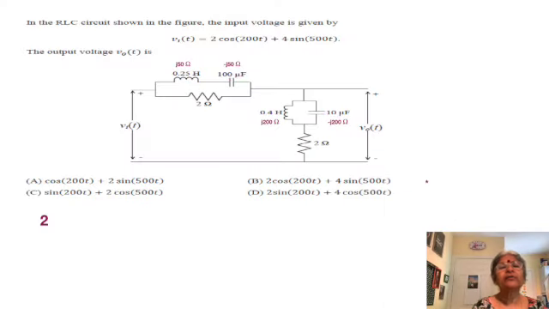In this problem also, we see a series circuit of a pure inductor and capacitor and a parallel circuit of an inductor and capacitor, and we see a source being applied and an output voltage also being shown. There are the resistive components which perhaps do not matter at all, because the focus is on the inductor and the capacitor, especially when they happen to be pure and without any resistive components joining them. Now let's read the problem. In the RLC circuit shown in the figure, the input voltage is given by Vi(t) equal to 2 cos 200t plus 4 sin 500t.